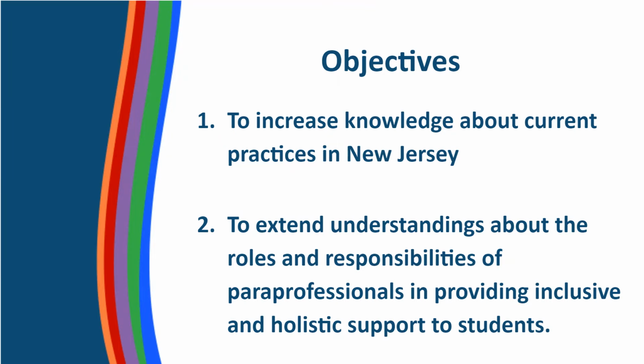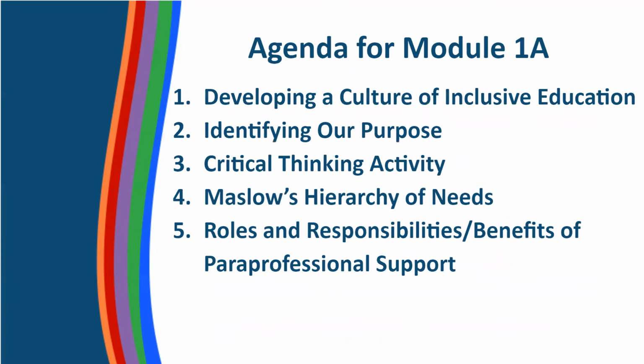The objectives for this segment are to increase knowledge about current practices in New Jersey and to extend understandings about the roles and responsibilities of paraprofessionals in providing inclusive and holistic supports to students. In Module 1A, we will begin with the following topics: developing a culture of inclusive education, identifying our purpose, completing a critical thinking activity, discussing Maslow's hierarchy of needs, and thinking through the roles and responsibilities and benefits of paraprofessional support.